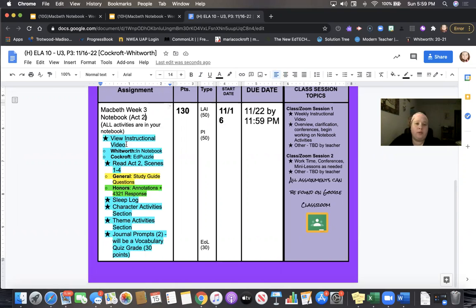Okay. So for Whitworth, that's going to be in the notebook. It may be on Edpuzzle too. And for me, it's on Edpuzzle. It's worth an extra 20 points, which is in addition to the points that you see here.